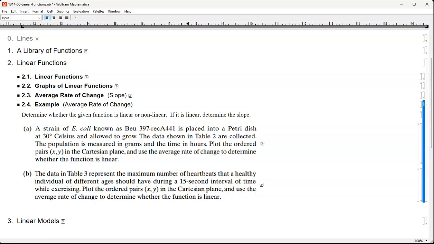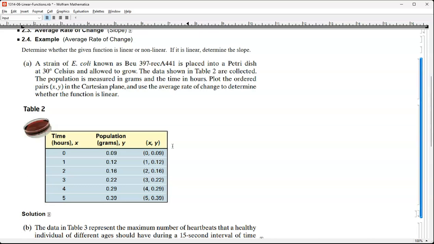Okay, all right. Let's look at the first problem. A strain of E. coli known as Bohr 397 Rec A441 is placed into a petri dish at 30 degrees Celsius and allowed to grow. The data shown in table 2 are collected. Where is table 2? I'll have to open this to see the table. Yeah, here it is. The population is measured in grams and the time is hours.